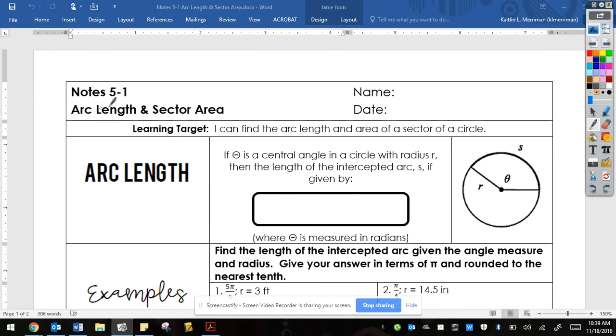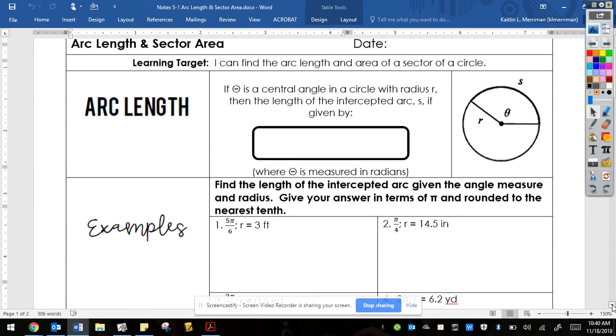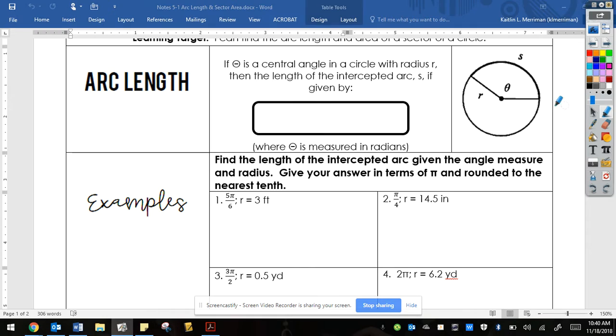All right, so we're going to talk about arc length and sector area today. So let's jump right in. Arc length, I want you to think about pizza. The actual arc length would just be the pizza crust.